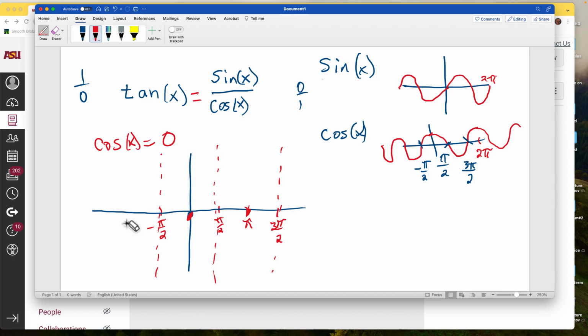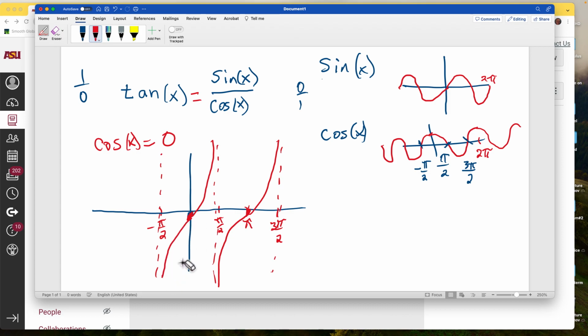And then just what does a graph look like as it gets close to an asymptote? It'll kind of go like that. And on this side, it should go like that. So this is the positive. And in this quadrant, that's the fourth quadrant. Fourth quadrant, x is positive, y is negative, so tangent's negative.